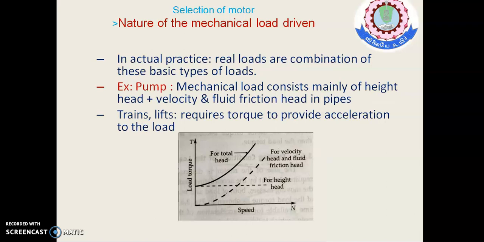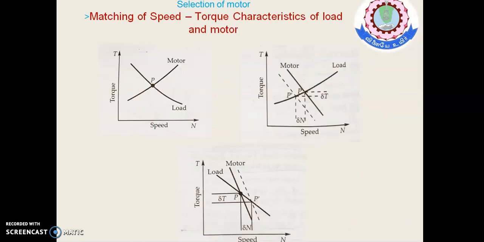Now the last thing: the four categories are ideal categories, but in reality it is a mixture of any two or three of these load types. Here it is a pump load. It is a combination of constant torque as well as the parabolic nature, both combined together. The dark line indicates the original torque speed characteristics of the pump, whereas this is one part of the characteristics of the pump, and this is another part of the characteristics of the pump, which is nothing but an example of a real mechanical load.